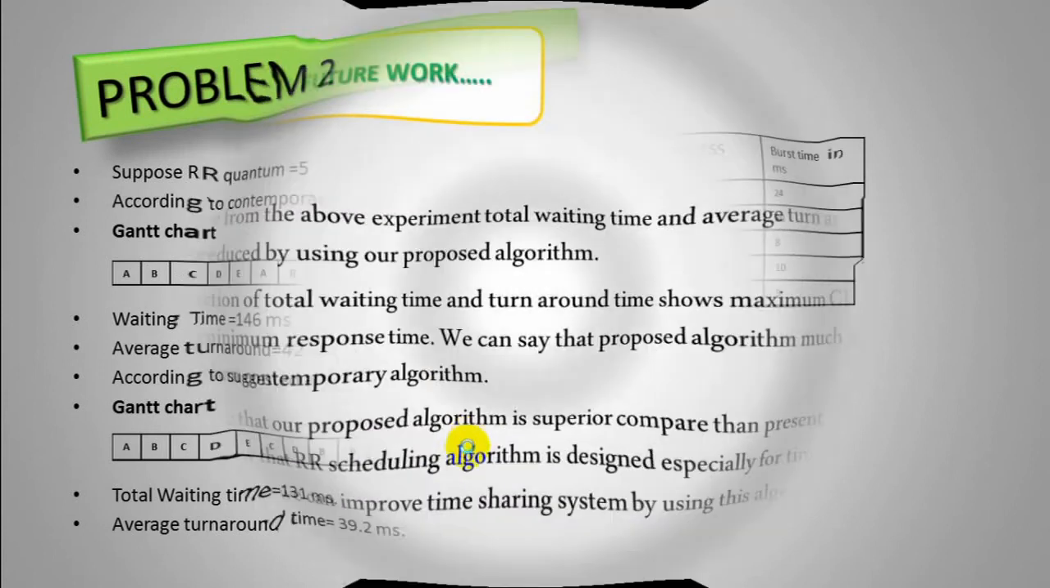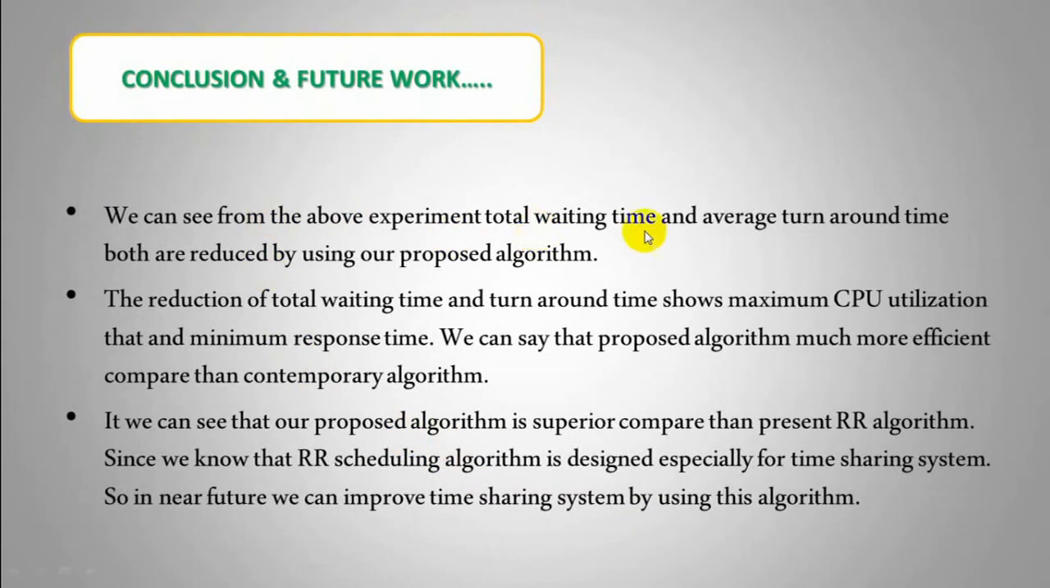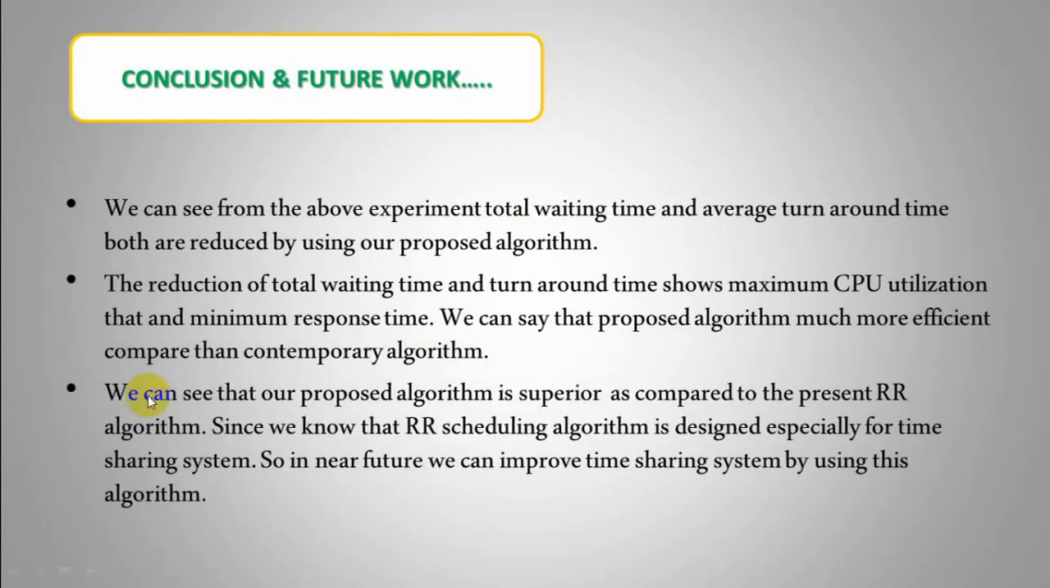We can see from the above problems that total waiting time and average turnaround time are both reduced by using our proposed algorithm. The reduction of total waiting time and turnaround time shows maximum CPU utilization and minimum response time. We can say that the proposed algorithm is much more efficient compared to the contemporary algorithm. So we can see that our proposed algorithm is superior to the present RR algorithm.